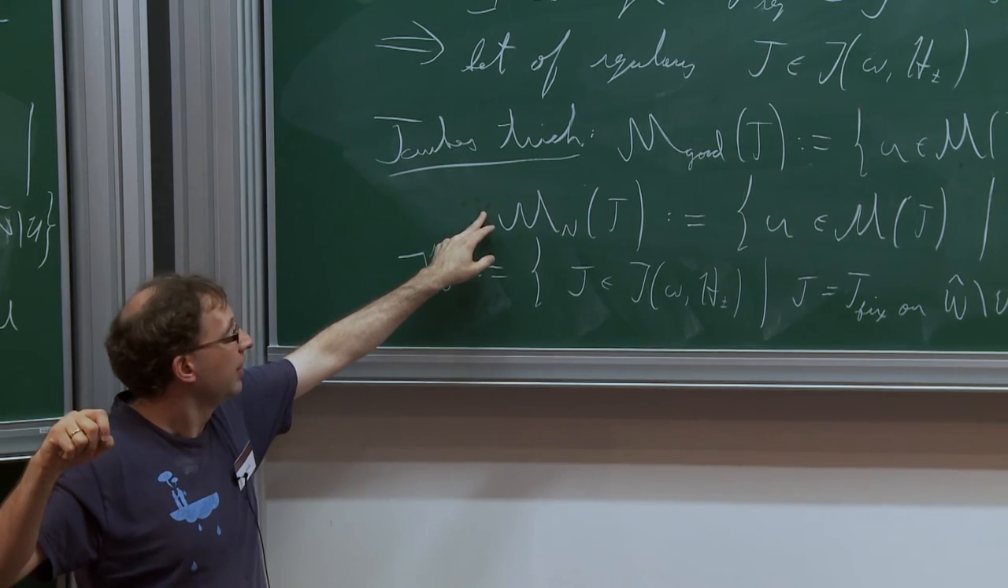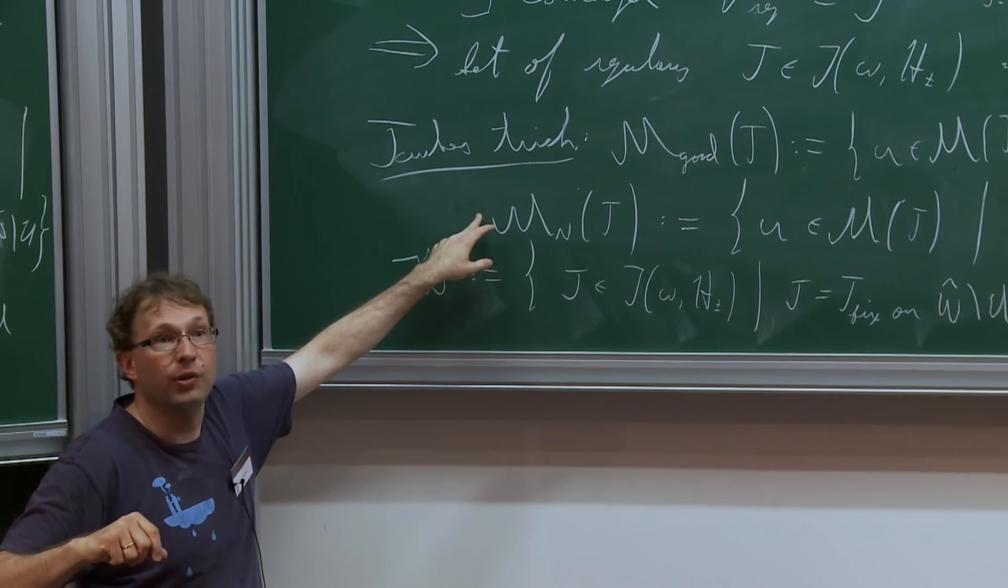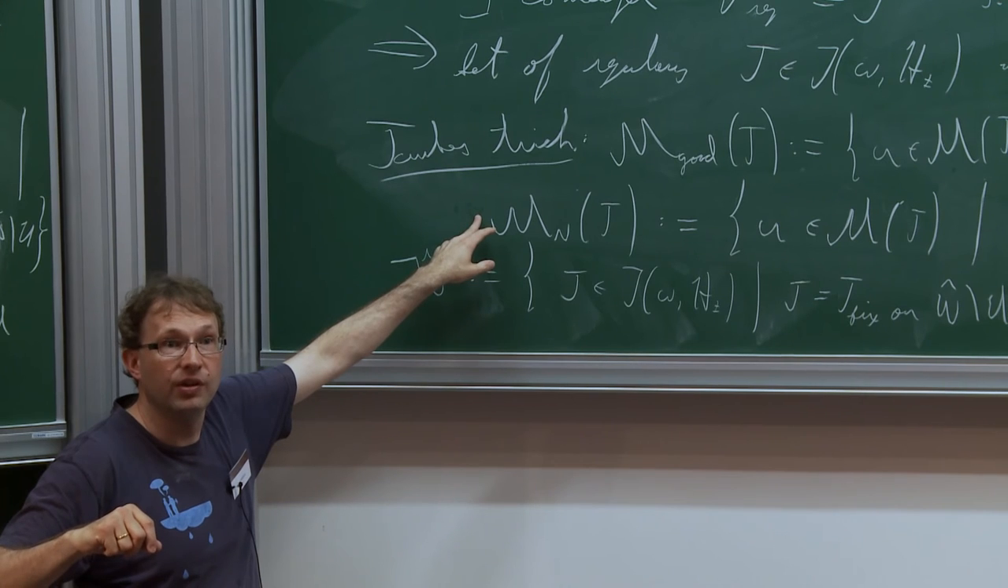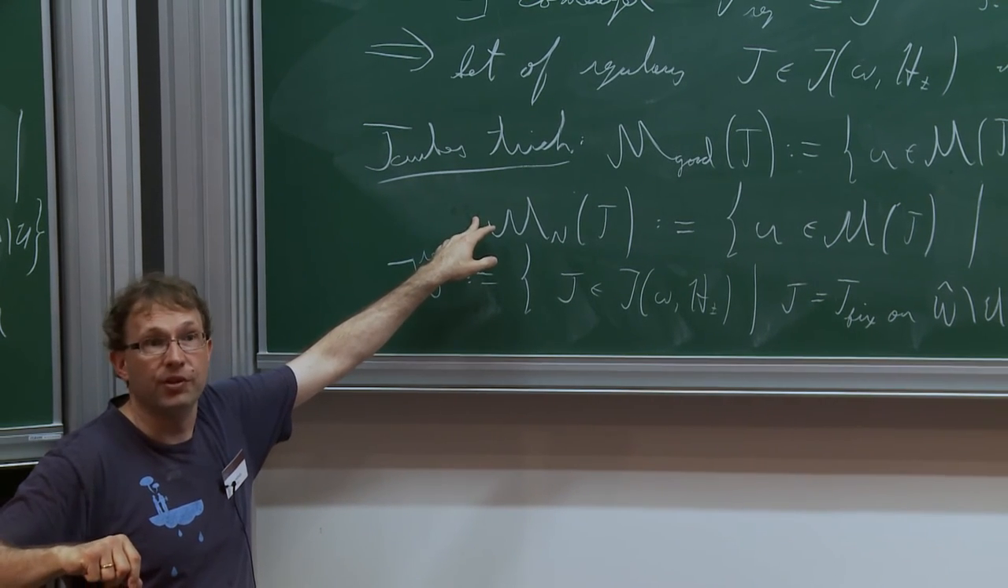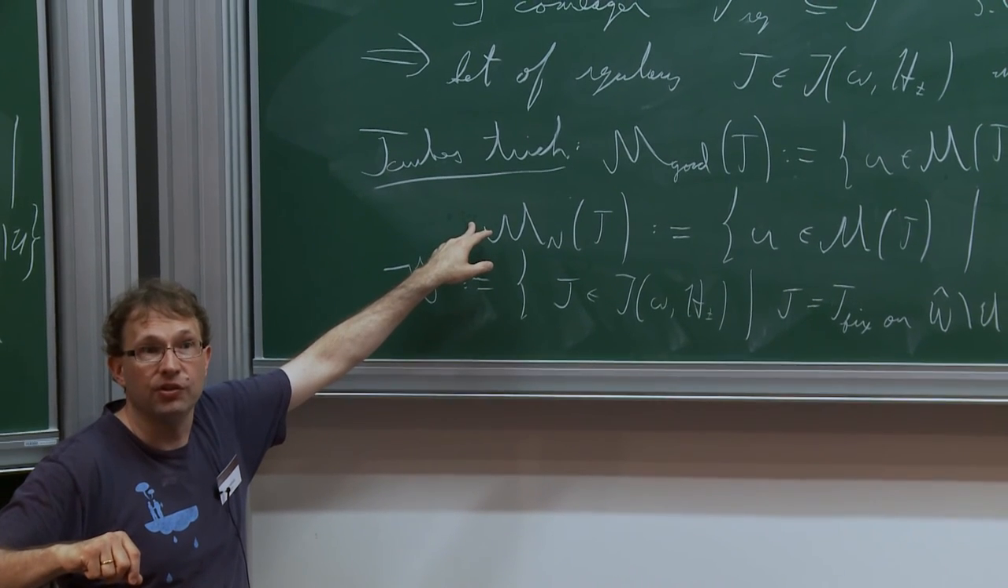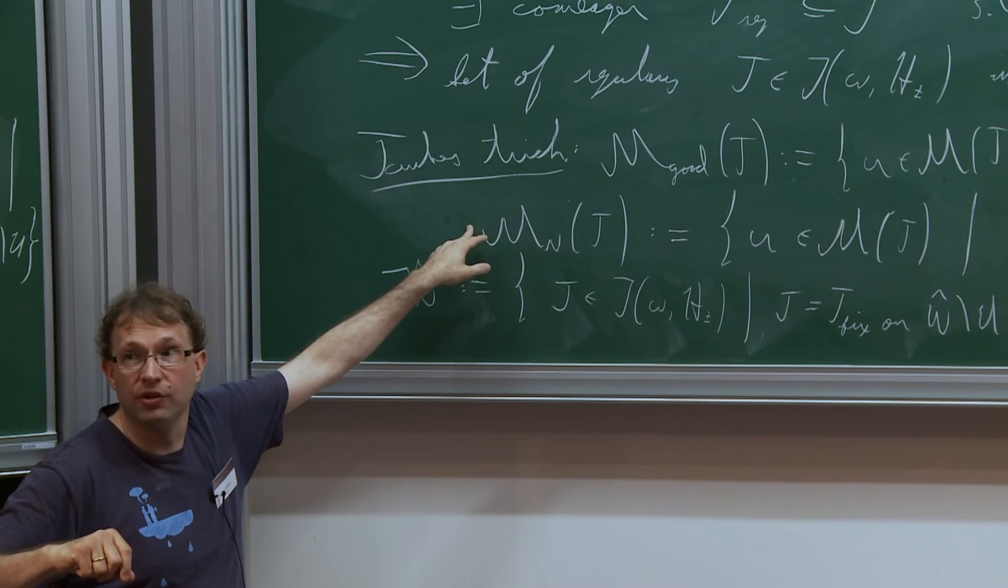But now, compactness tells you as the J's converge, the u's in these spaces also have a convergent subsequence. And there are non-regular curves converging to a regular curve. That's not possible, because regularity is an open condition. That's surjectivity of a Fredholm operator. That's an open condition.